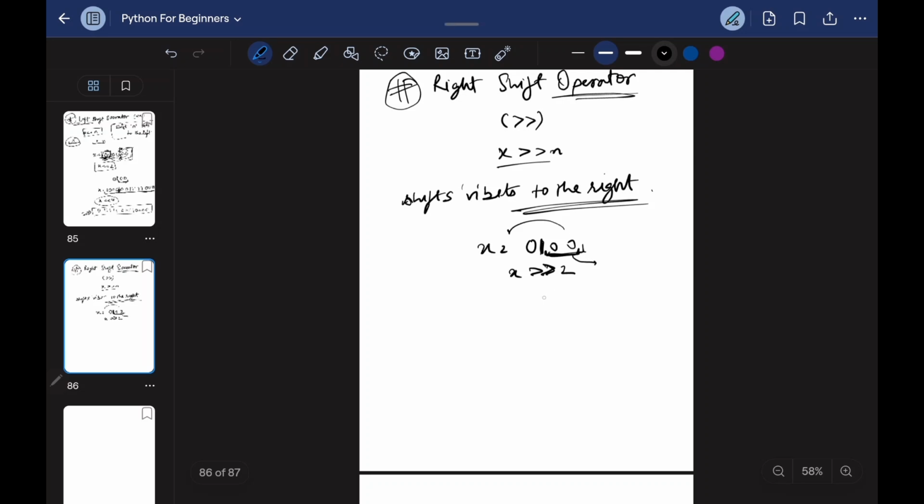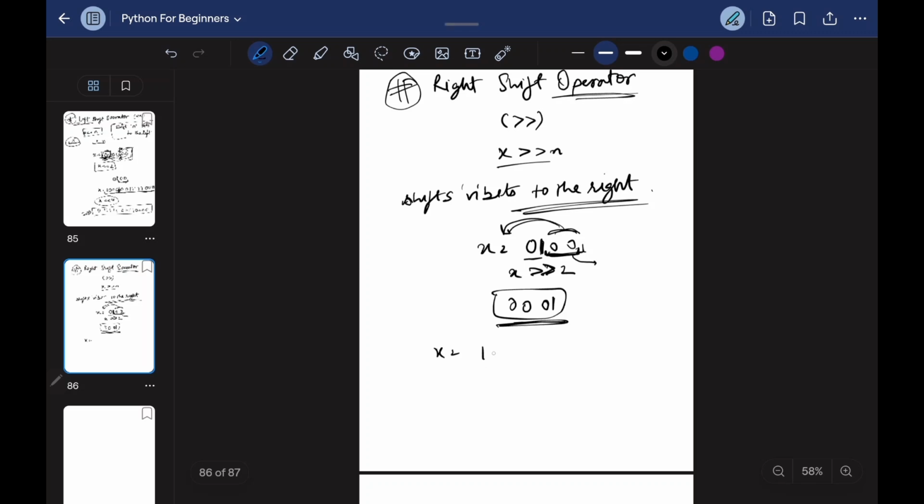So if this gets removed, my answer will remain 0 1, and I have to accumulate these two removed bits, so I'll be adding it in the front, so it will become this. So my 0 1 0 0 0 1 0 0, if I do a right shift operation on this, my answer will be this.